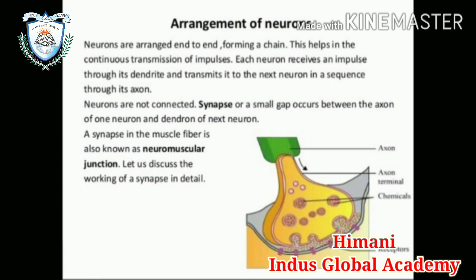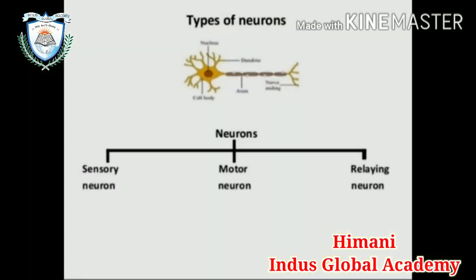There is a synapse. A synapse is the small gap that is present between the axon of one neuron and the dendrite of the next neuron. A synapse with a muscle fiber is known as the neuromuscular junction. Let us discuss the working of the synapse in detail in this video. Firstly, the types of neuron.